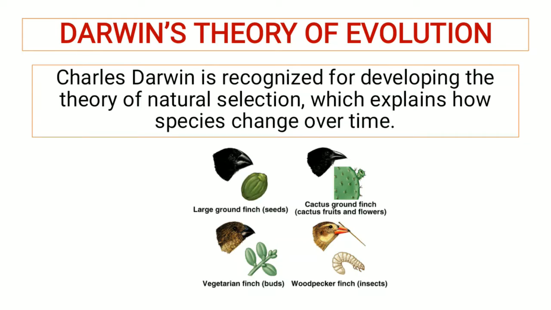Next is the vegetarian finch that feeds upon the buds, and it has a short and broad bill that can be used to feed upon the buds. Next is the woodpecker finch that feeds upon the insects that are present in the holes within the wood. So the woodpecker finch has a bill that helps it to reach the holes, and for this reason it has a pointed and sharp bill. So these species of finches have bill characteristics that enable them to feed upon their particular diet. So these species have evolved because modifications or changes have accumulated within the populations of these finches.